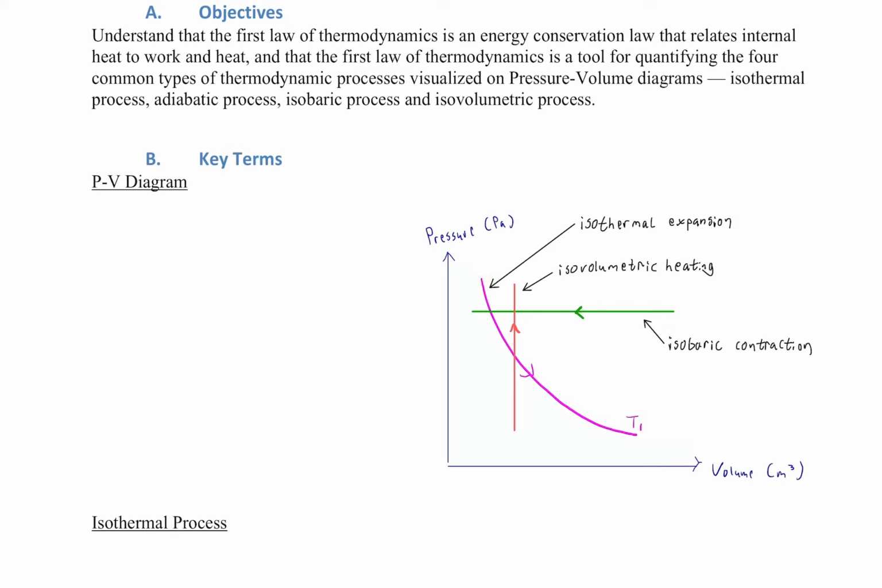And I should say that the area under the curve is logarithmic. It is a reciprocal curve. But this is a curve at constant temperature. So any point along here would all have the same temperature. That's what it means to be isothermal.